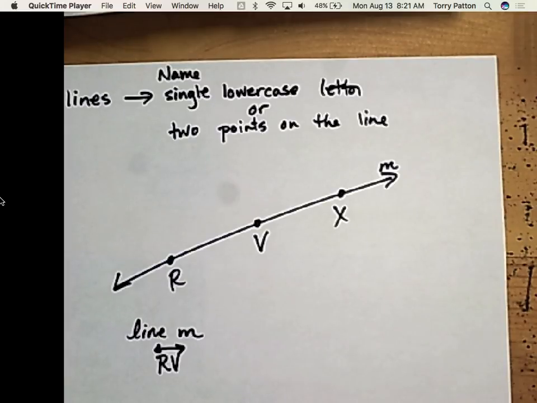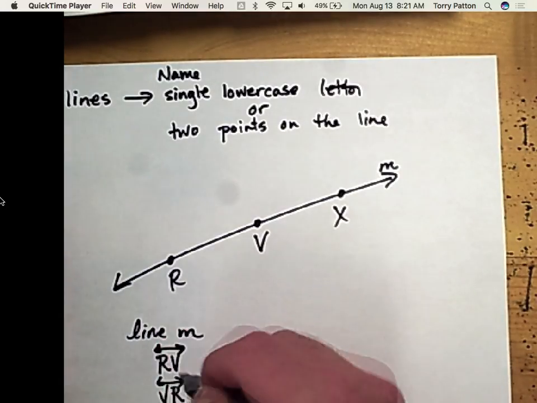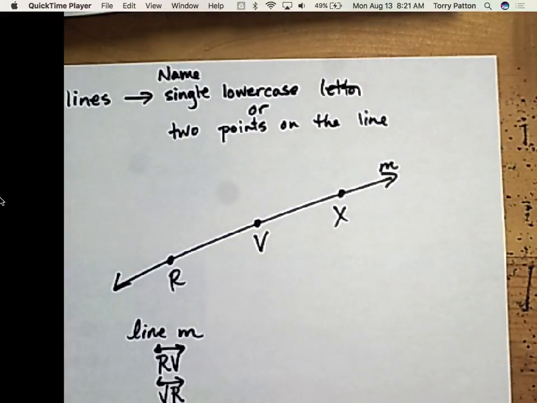Now, if you see that, how do you read that? If that were in a book and I were reading out loud, what would I say right here? Line RV. Okay? Could I also call this line VR? Yes. Line RV and line VR are the same thing because it goes forever in both directions.